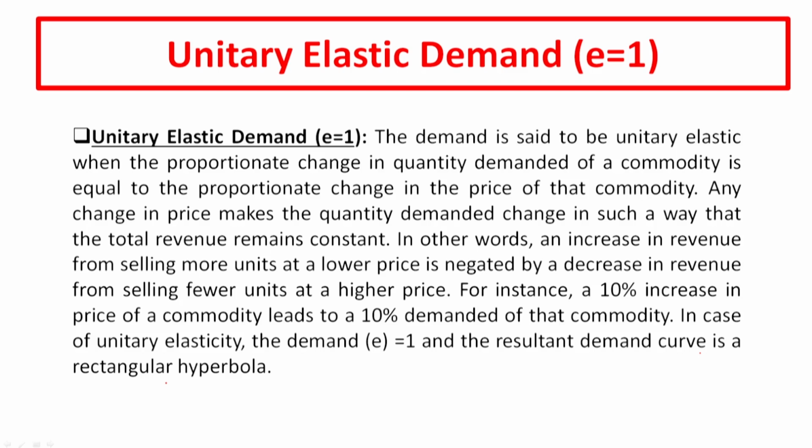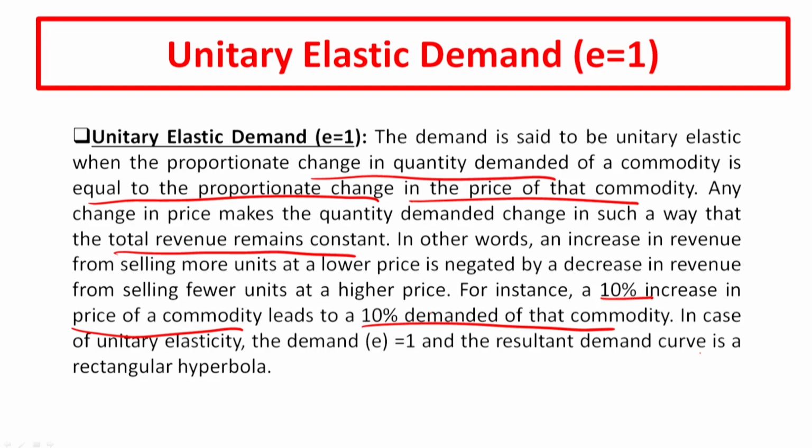Unitary elastic demand, the elasticity is 1. The demand is said to be unitary elastic when the proportionate change in quantity demanded of a commodity is equal to the proportionate change in the price of that commodity. Any change in the price makes the quantity demanded change in such a way that the total revenue remains constant. This is very important. In other words, an increase in revenue from selling more units at lower prices is negated by decrease in revenue from selling fewer units at higher prices.